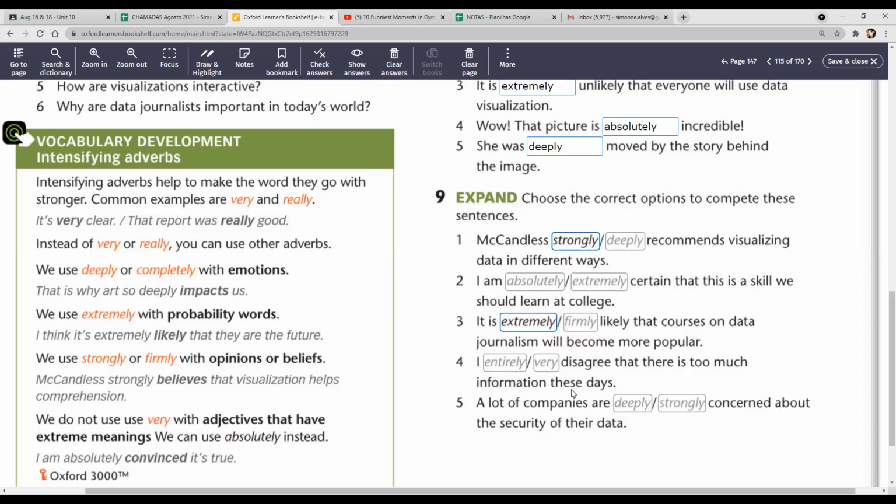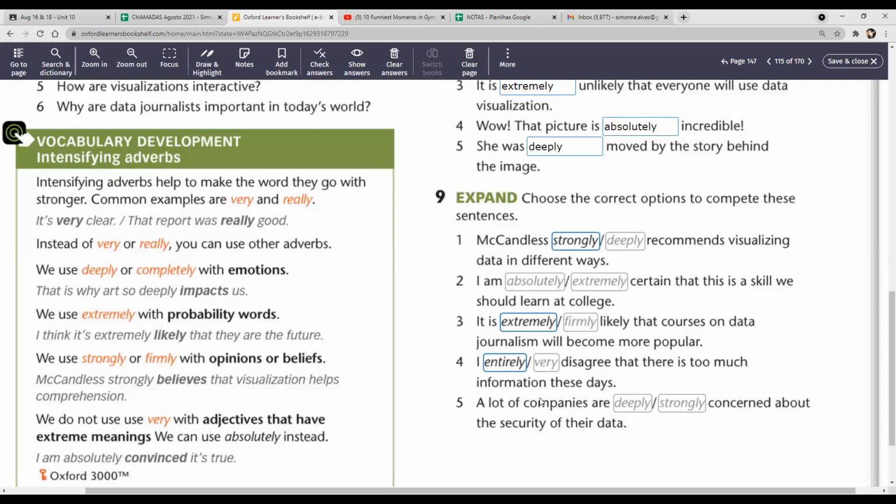If I were using that, I'd say I completely disagree. But yeah. Yes, because I'm talking about opinion here, right? I think it doesn't make sense. I very disagree. Yeah, it doesn't make sense. Entirely disagree. I entirely disagree. Very, it feels wrong, like in Portuguese. Yes, that's true. I entirely disagree that there is too much information.